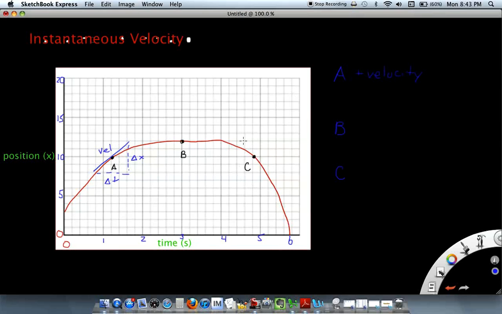If I go over to point C, I can use the same concept. I will draw a line tangent to point C. If I again draw the horizontal and vertical components of that line, this line will represent my change in position. This line will represent my change in time. And notice that this is position initial and this is position final down here. So this slope would be negative. This slope is positive. This slope would be negative. And if this slope is negative, the instantaneous velocity at point C could be described as a negative velocity.